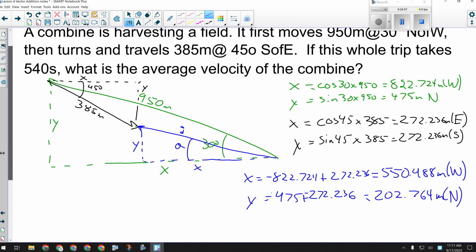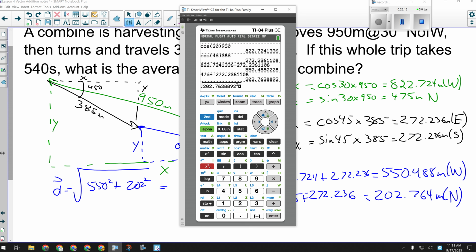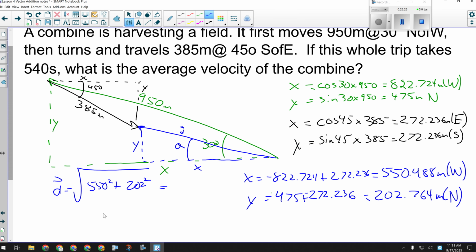And now I can move on to calculating the magnitude of my total displacement. So that'll be the 550 squared plus the 202 squared, obviously keeping all the decimals. So my total displacement's 586.643 meters. Don't know what the vector is on that because I still have to calculate that.